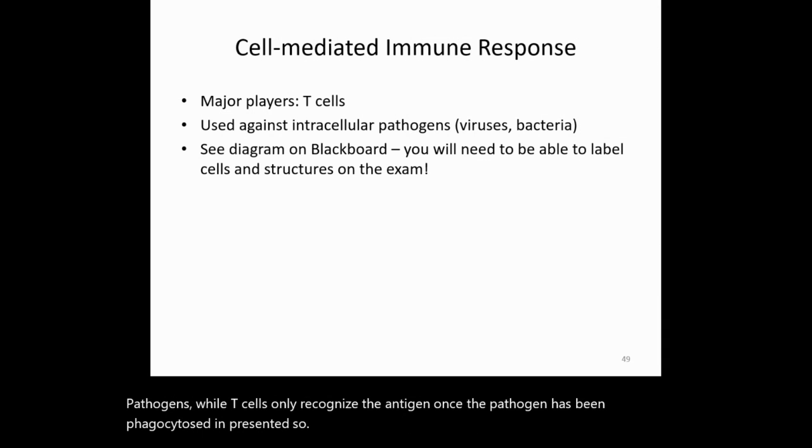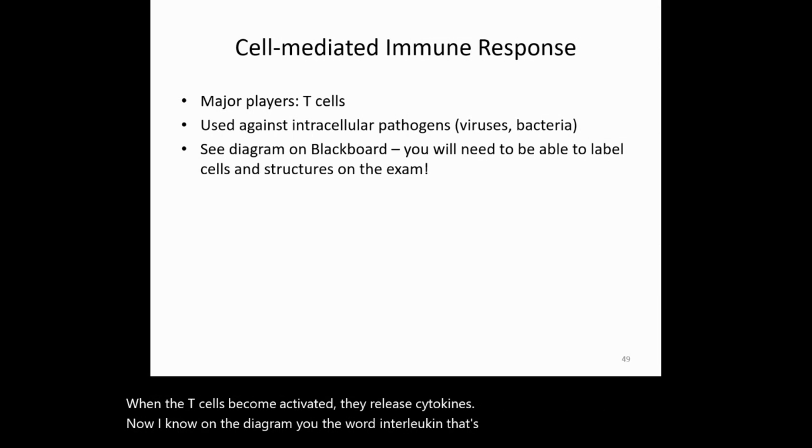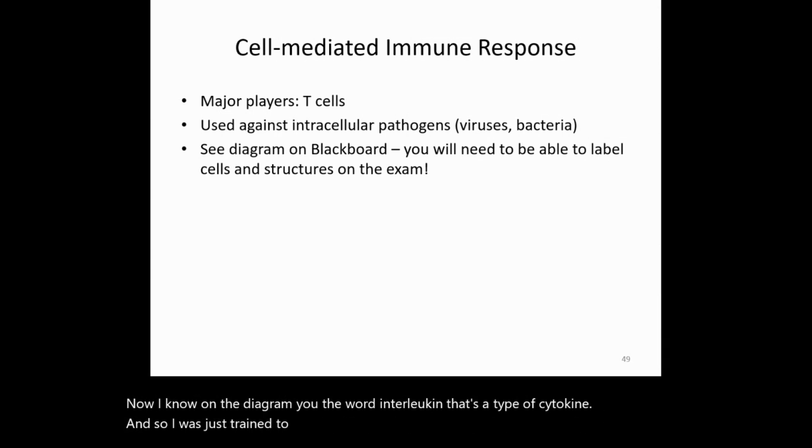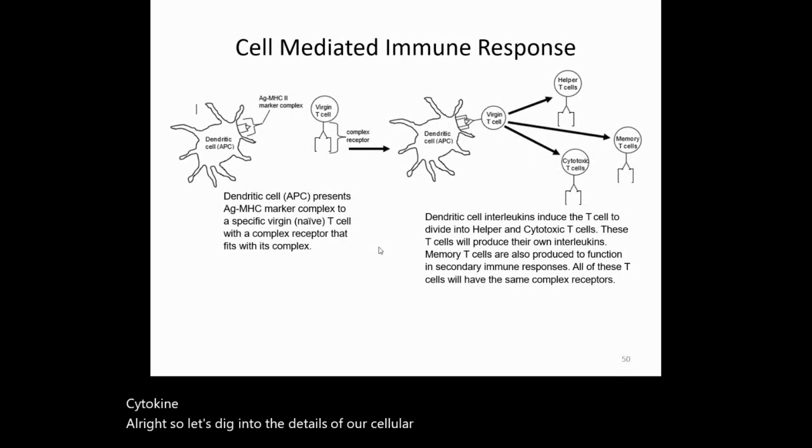So when the T cells become activated, they release cytokines. Now, I know on the diagram you see the word interleukin. That's a type of cytokine. And so I was just trained to use cytokines instead of going into the nitty-gritty details of which one. But an interleukin is a type of cytokine. All right, so let's dig into the details of our cellular response.